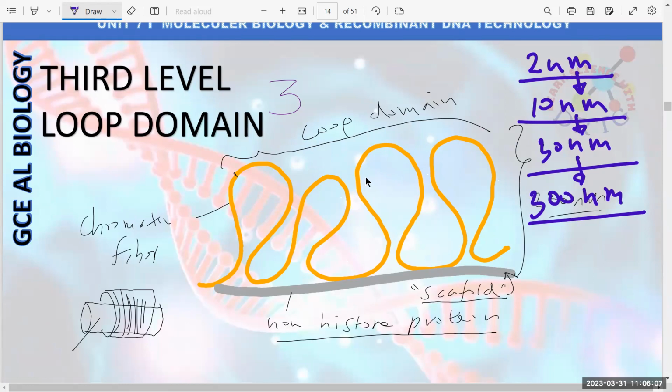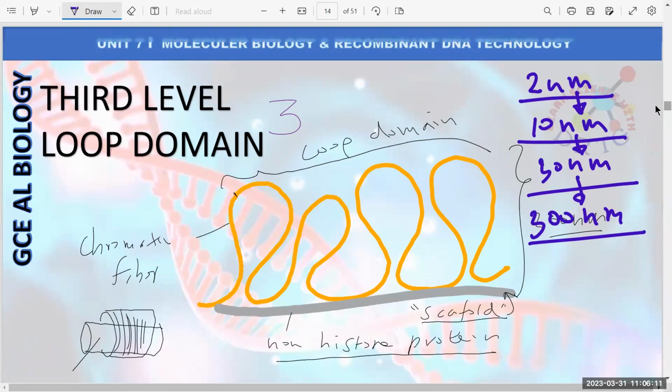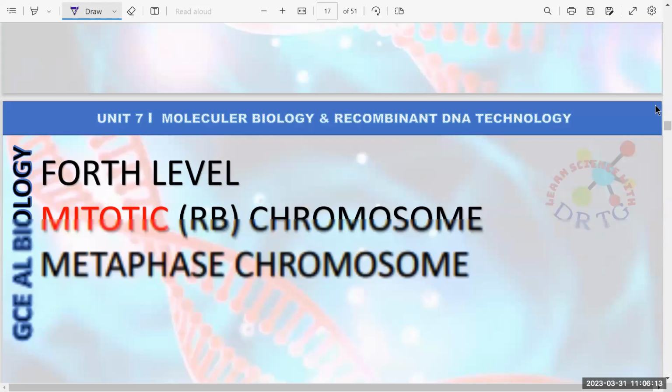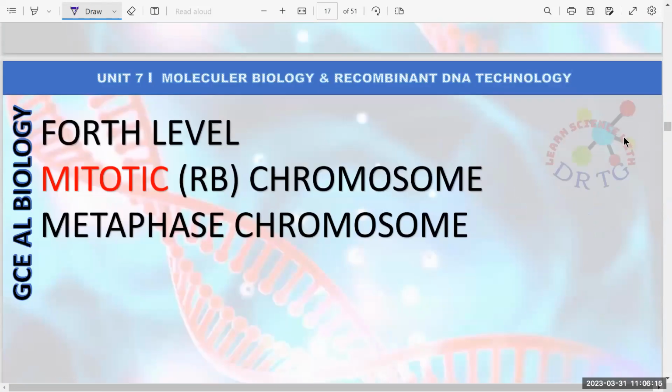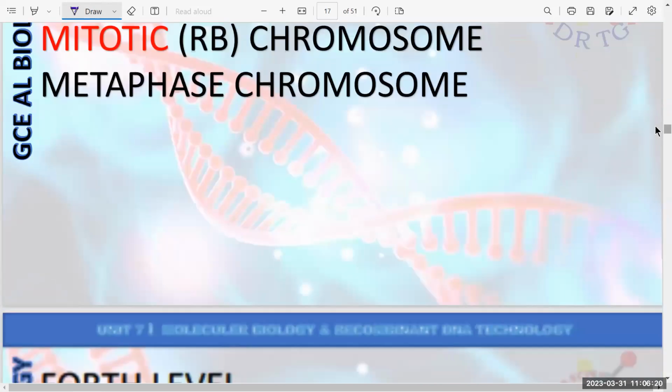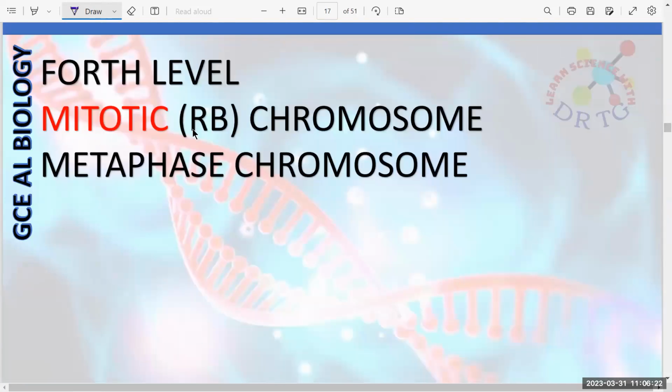Now we are coming to the last level. The last level is metaphase chromosome. Small remark: the resource book uses mitotic chromosome. The correct word should be metaphase chromosomes.